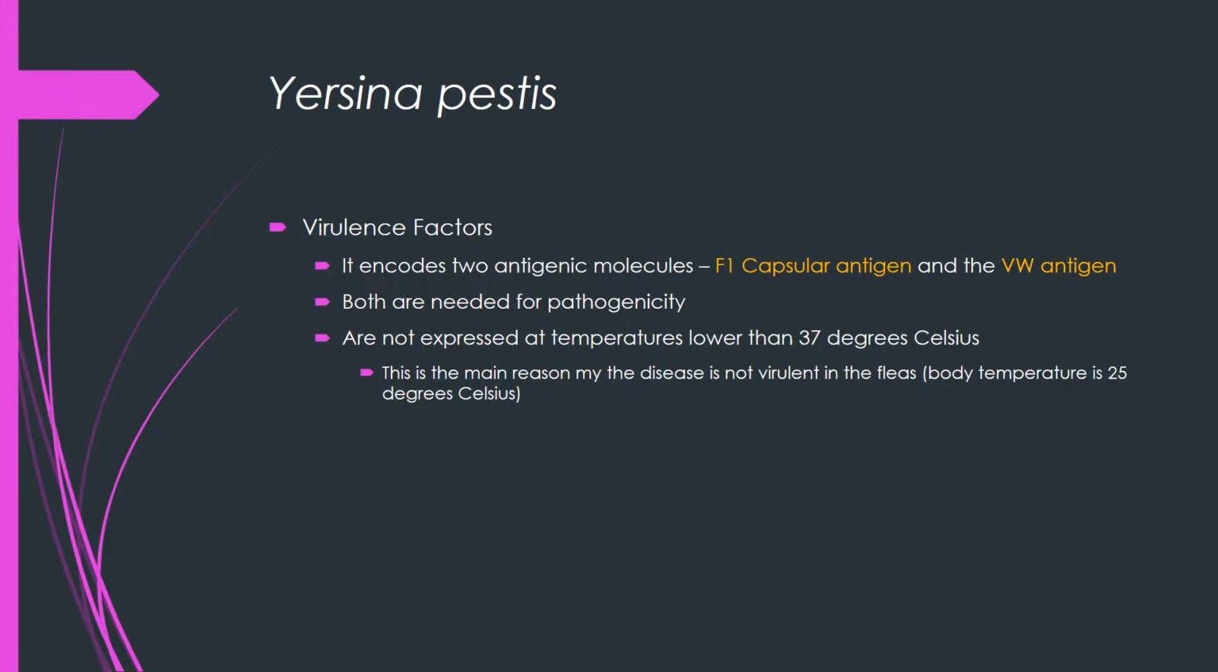The virulence factors. It encodes two antigenic molecules, the first one being the F1 capsular antigen and the second one being the VW antigen. Both of these are needed for pathogenicity, and they are not expressed at temperatures lower than 37 degrees Celsius. As you'll see, the main carrier for Yersinia pestis are fleas from rodents, and the main reason why this doesn't affect fleas is because the flea's body temperature is at 25 degrees Celsius.